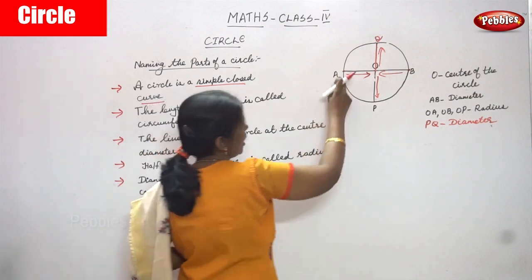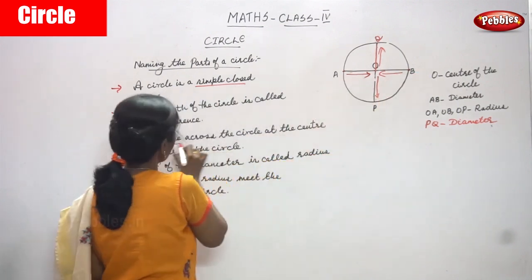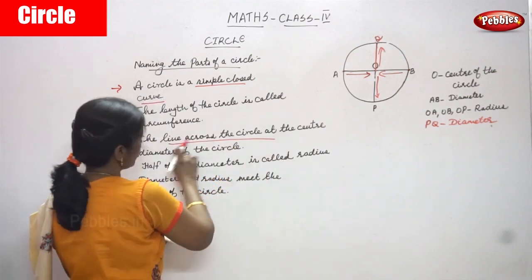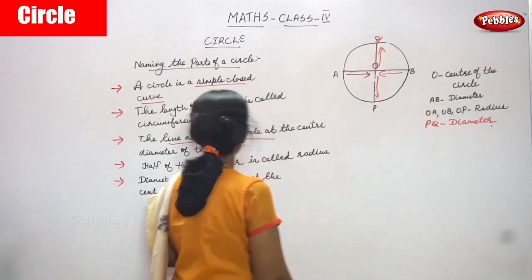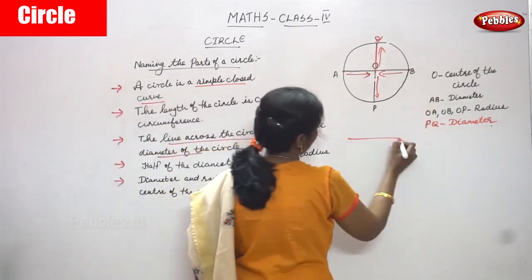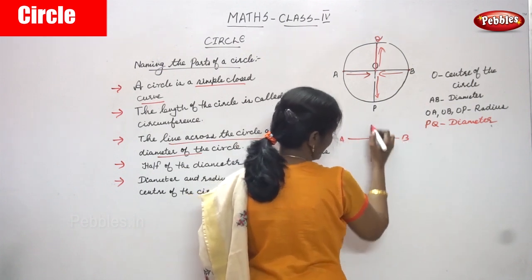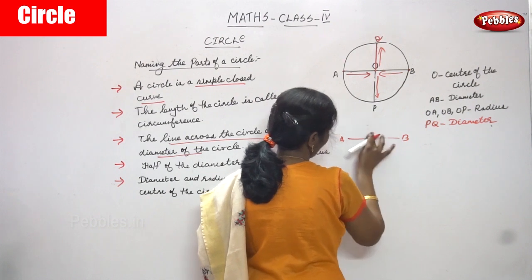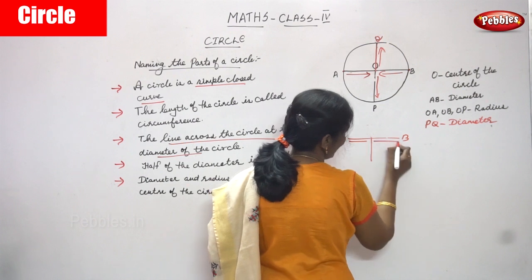This is the line across the center of the circle. The line across the circle at the center, it is called what? Diameter of the circle. And half of this is a radius. AB is a diameter. If I cut this, this part is a radius, this is another radius.